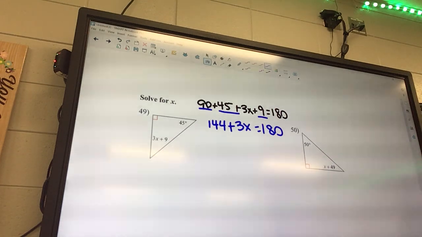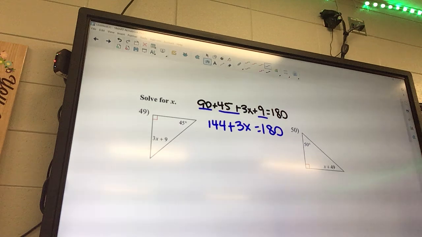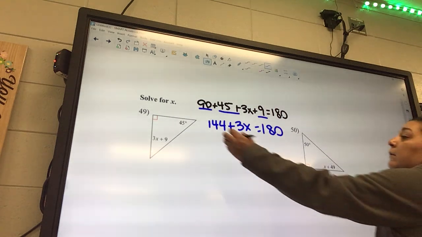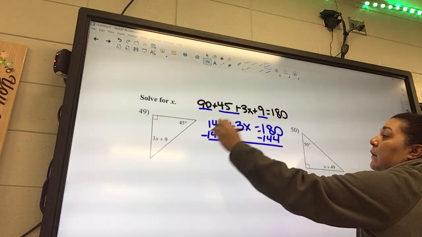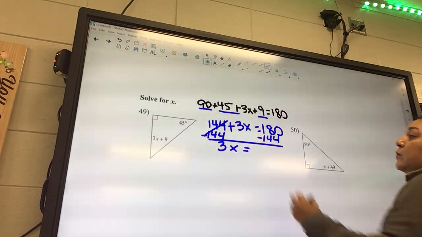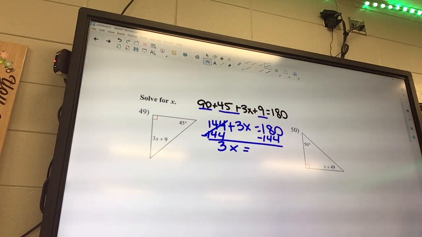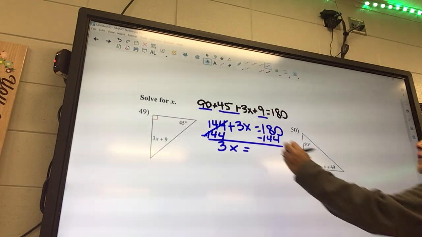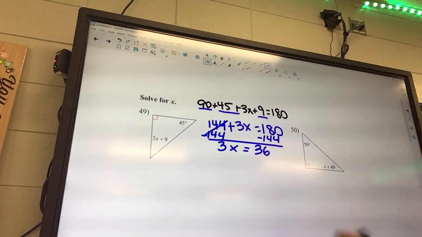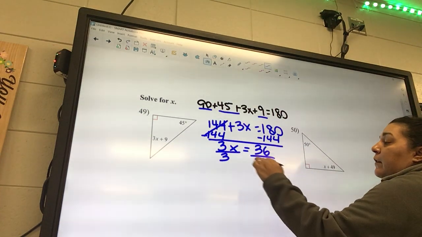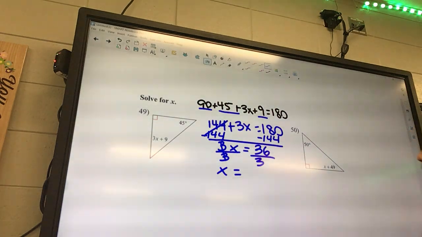Okay, and then what needs done? What do we have to do next? Look at it. Minus 144. So I got 3x equals, what is 180 minus 144? 36. Okay, and then what needs done? Divide by 3. So we get x equals what? 12.